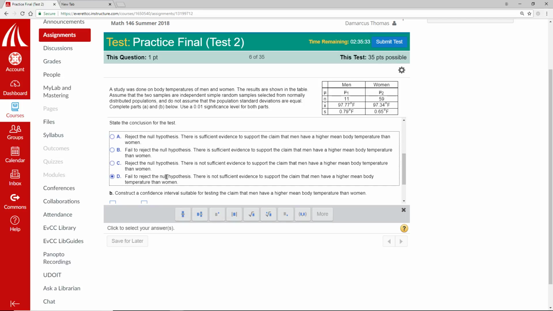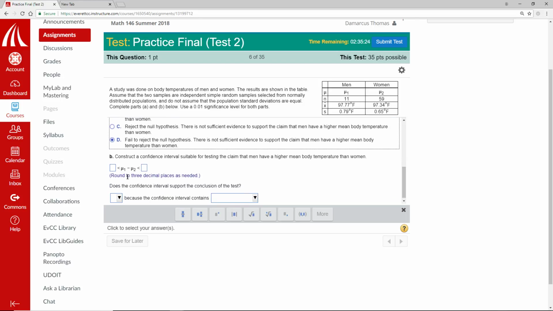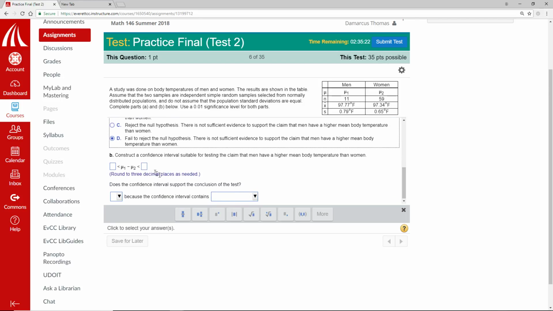So we'll say fail to reject the null. There is not sufficient evidence to support the claim that men have higher mean body temperatures than women. And the next thing we're going to have to do is create a confidence interval to support this as well. We'll probably create a confidence interval, and 0 may be in the interval, which also implies that it's possible that the difference between the two population means could be equal. Their difference is 0. So let's create a confidence interval.